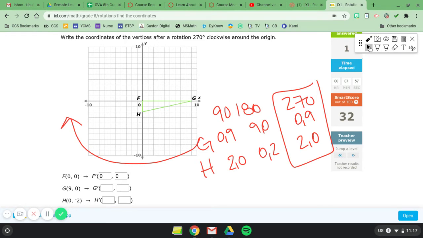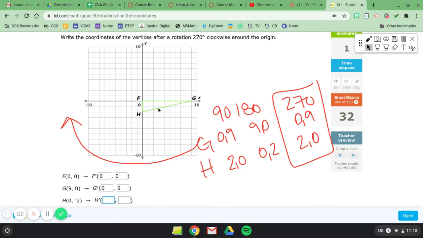So notice that point G is going to go from 9, 0 to 0, -9, because we're on the y-axis, to -9, 0 because we're on the x-axis, and then finally at 270 degrees, it's going to stay positive. So it will be a positive 9 because we're up here on the y-axis. So that one will stay positive, so that will be 0, 9.